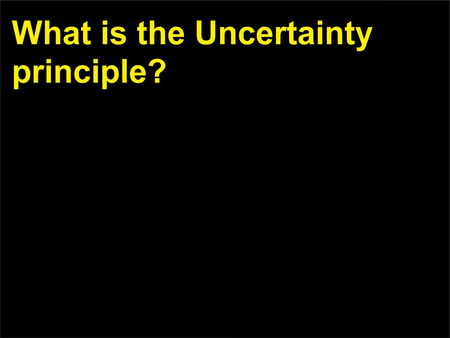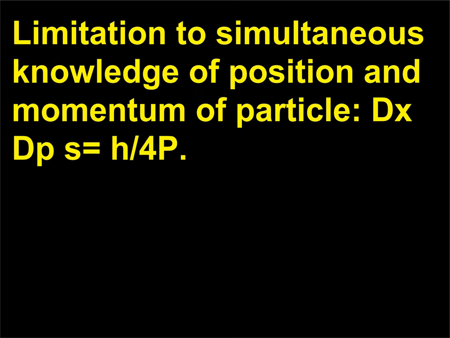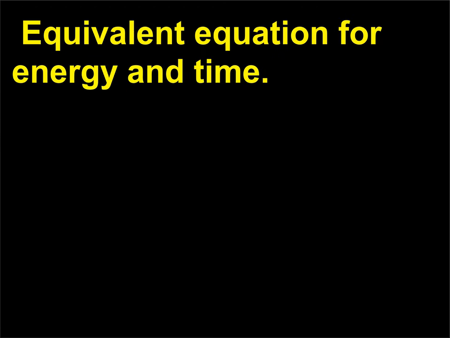What is the uncertainty principle? Limitation to simultaneous knowledge of position and momentum of a particle, Δx Δp = h/4π. Equivalent equation for energy and time.